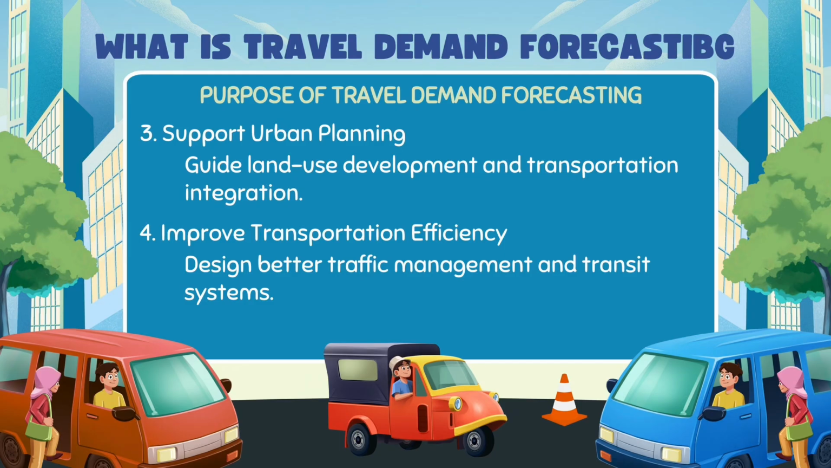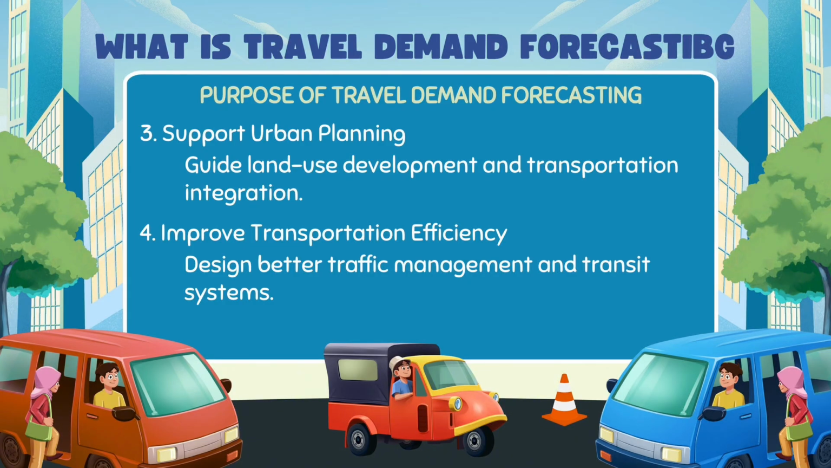Then, third is to support urban planning, guide land use development, and transportation integration. So, it means using data like travel demand forecasting and traffic predictions to guide where roads, residential areas, business centers, and public transport systems should be located for better city development. Then, fourth is to improve transportation efficiency. Design better traffic management and transit systems.